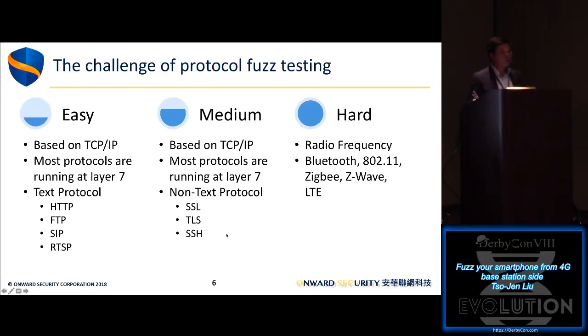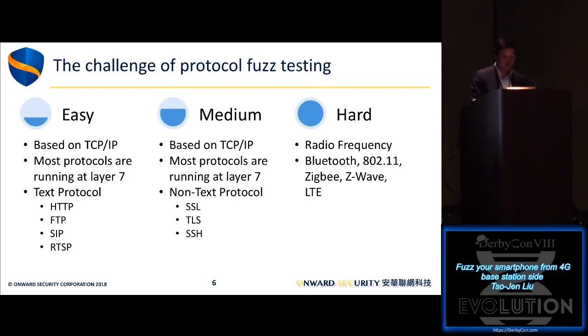But for these text or non-text protocols, they are running on TCP/IP. So you don't need to handle how they transfer to the target. You just call the socket and send the data to the target. This is the easy way to do the fuzzing.